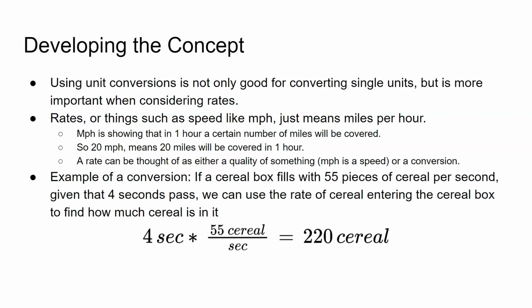The majority of the hardest questions are going to come as word problems. The goal is that you are able to discern between these word problems and find out what the rate is. The word "per" is a pretty good indicator that it is a rate. So, 4 seconds times 55 pieces of cereal per second equals 220 cereal. There are 220 pieces of cereal in the box.